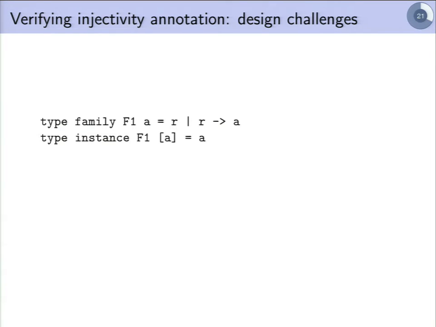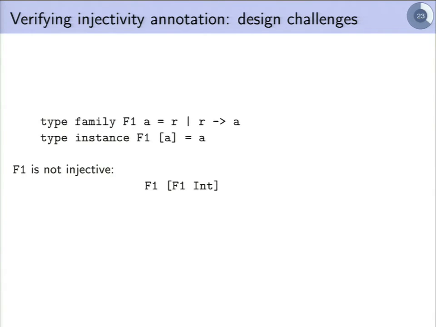Okay, simple one. Is this injective? Come on. It certainly looks injective because, for example, if the result of reducing f1 is an int, then the argument must have been a list of ints. If the result of reducing f1 is a boolean, then the argument must have been a list of booleans, right? That's rather obvious, but surprisingly, we have to reject the definition of f1. It's not injective.